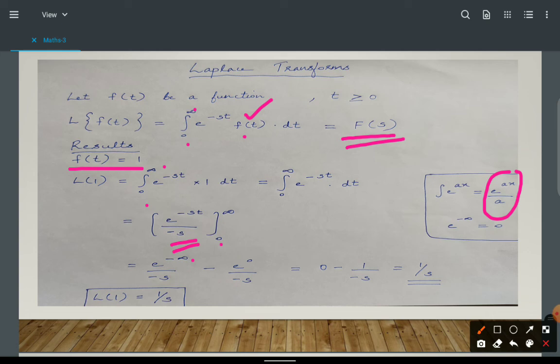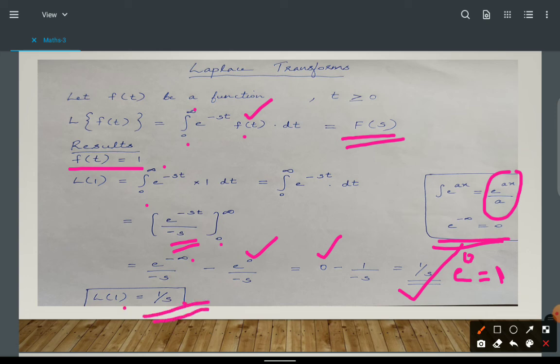ഇനി e raised to minus infinity എന്ന് വെച്ചാൽ it is 0 and e raised to 0 is 1. Okay. Now e raised to minus infinity ക്ക് നമ്മൾ 0 എന്ന് കൊടുത്തു. So 0 by minus s is again 0. Minus of e raised to 0, e raised to 0 is 1. So 1 by minus of s. That is, we are getting the answer as 1 by s. That means Laplace of 1 is 1 by s.